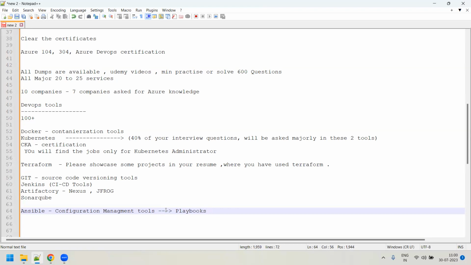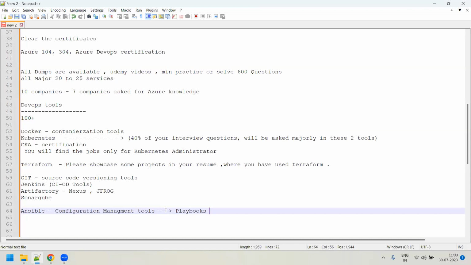I need to install a LAMP stack, or I need to install Apache, or some software. Can you write a playbook? At least you should have the knowledge to write a playbook. You cannot say, no, I was only executing the playbook. You need to have fundamentals: what are Ansible modules, how to use them, what are Ansible roles, what is Ansible Galaxy. You should have a good knowledge of Ansible also.